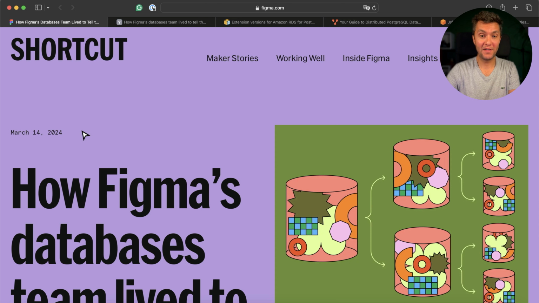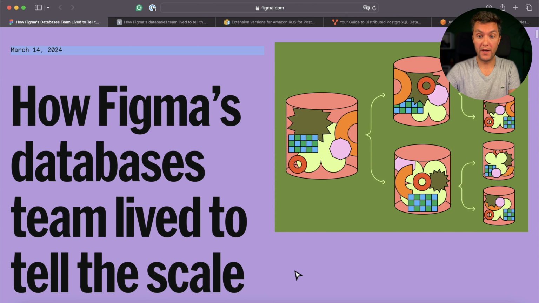Hello friends, a few weeks ago on March 14th, 2024, the Figma team released a very well-written technical article explaining how they scaled Postgres horizontally. And what's interesting in this article personally for me, and should be interesting for many of you I guess, is that the team decided to create their own sharding solution from scratch.